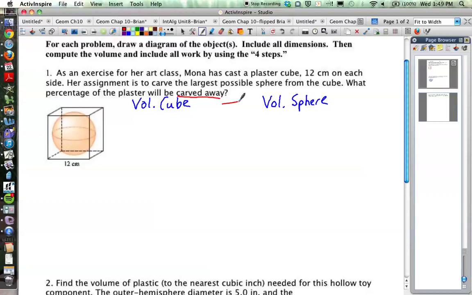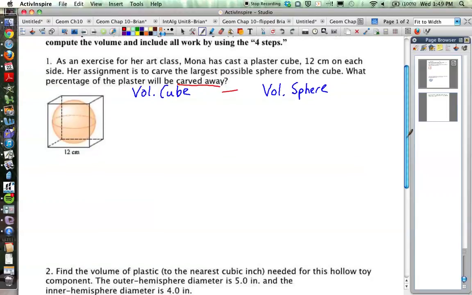And then even after that, we're going to have to do a little bit of work, because we need what percentage of the plaster was carved away. So once we have the amount that's carved away, we're going to have to divide that by the entire original amount to get the percentage. So we've got a few things we need to accomplish here. Let's start with the volume of the cube.